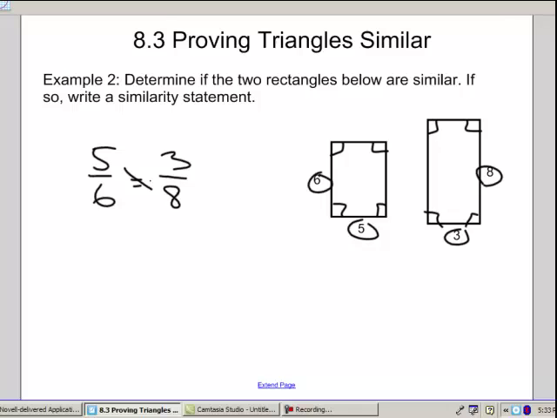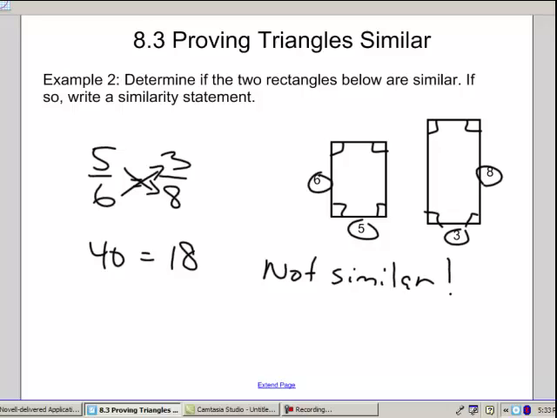We can also cross multiply. We get 40 is equal to 18. That's clearly not true. These two rectangles are not similar. Exclamation point.